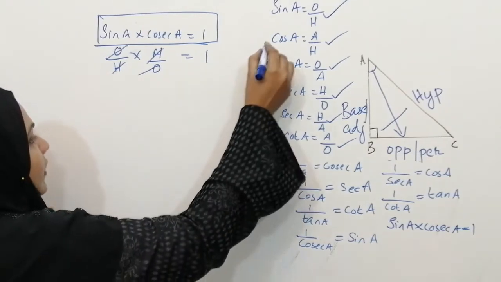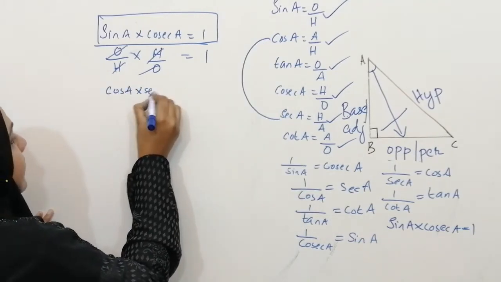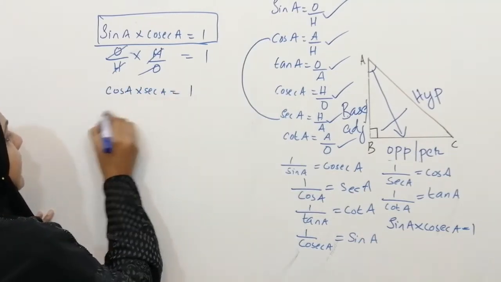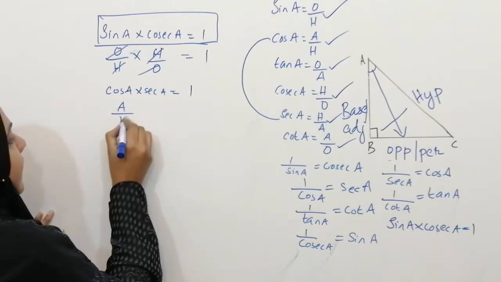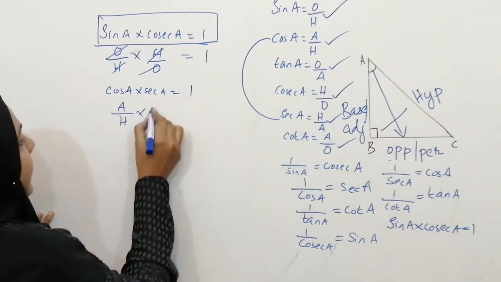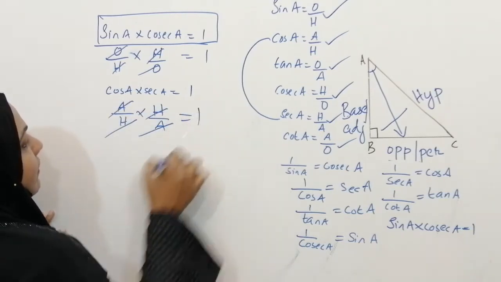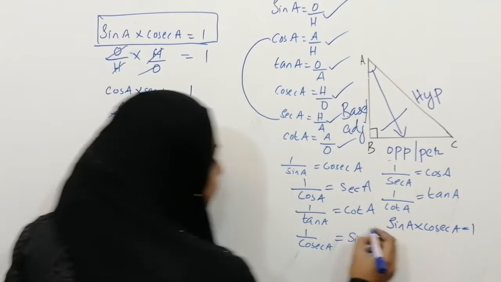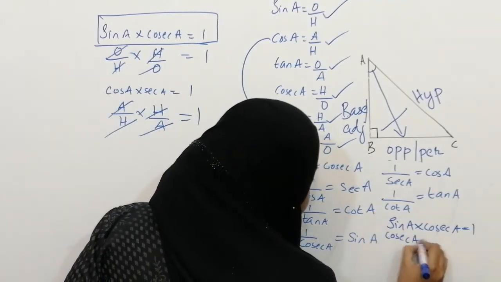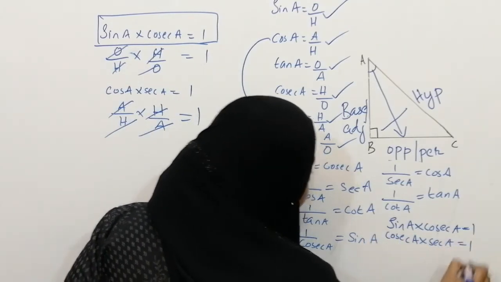Similarly, we can write, cos A into sec A is equal to 1. So what is cos A? Adjacent by hypotenuse, into sec is hypotenuse by adjacent. So when we simplify, we will get 1. So cosec A into sec A is equal to 1.